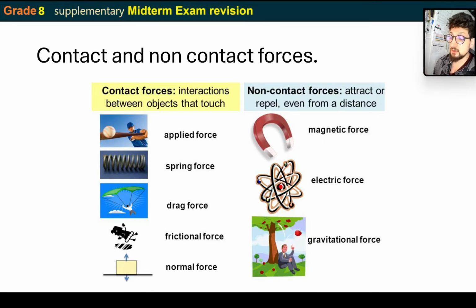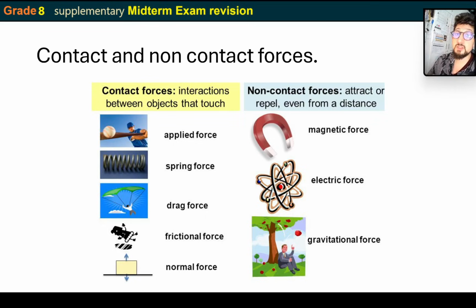So contact and non-contact forces. Basically what we mean by that is forces are what we call an interaction between two objects. Okay, and forces are measured in newtons. You can say a force is a push or a pull. Forces can either be contact or non-contact, and basically if the two objects that are applying forces on each other are touching, then we call that a contact force. Contact means touching. And if they're not touching, then we call that a non-contact force.